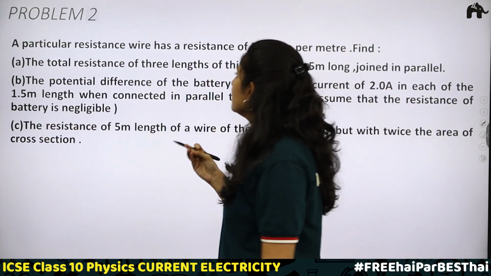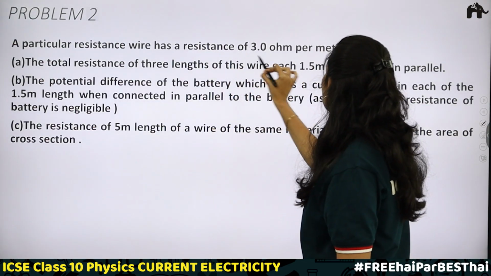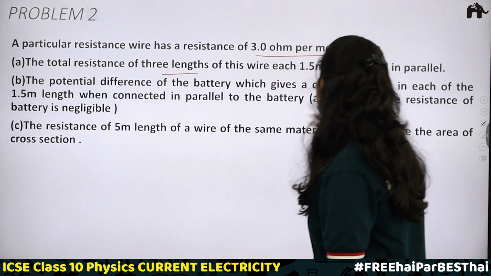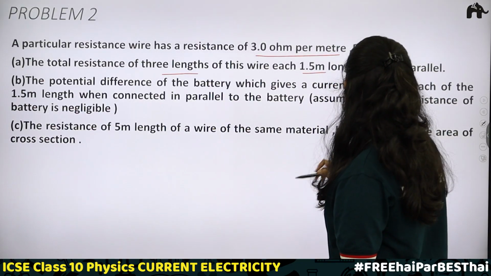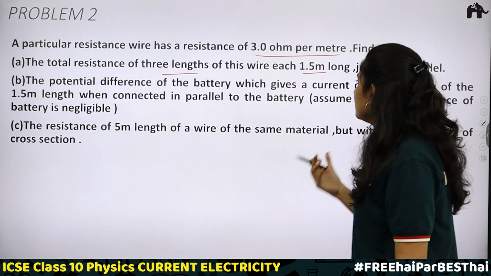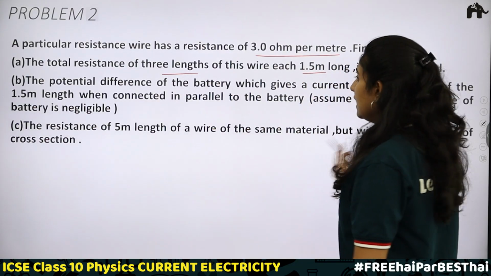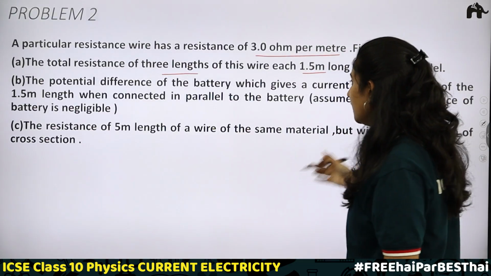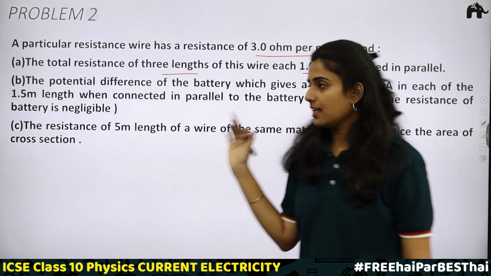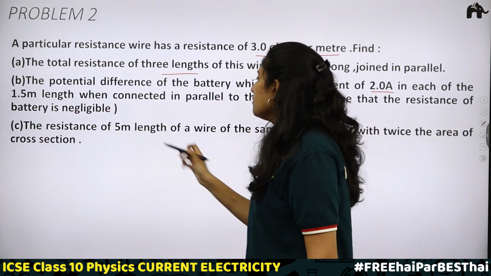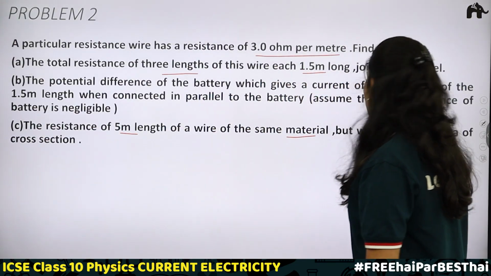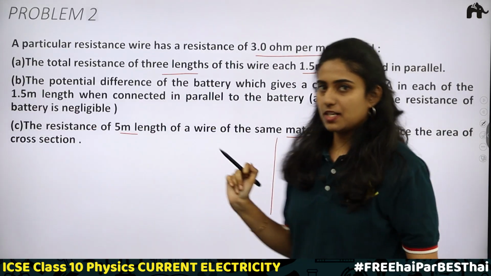A particular resistance wire has a resistance of 3 ohm per meter. Find the total resistance of 3 lengths of this wire, each 1.5 meter long, joined in parallel. Second part, the potential difference of the battery which gives a current of 2 ampere in each of the 1.5 meter lengths when connected in parallel to the battery. Assume that the internal resistance of the battery is negligible. Now the third part, the resistance of 5 meter length of wire of the same material but with twice the area of cross section. So these 3 parts we have to find.